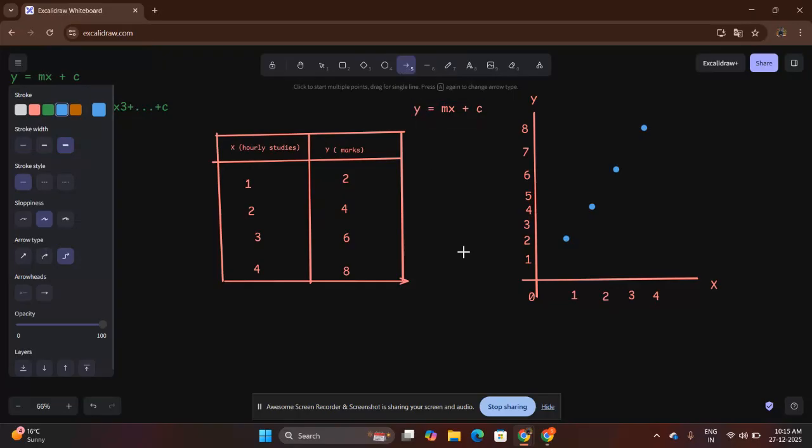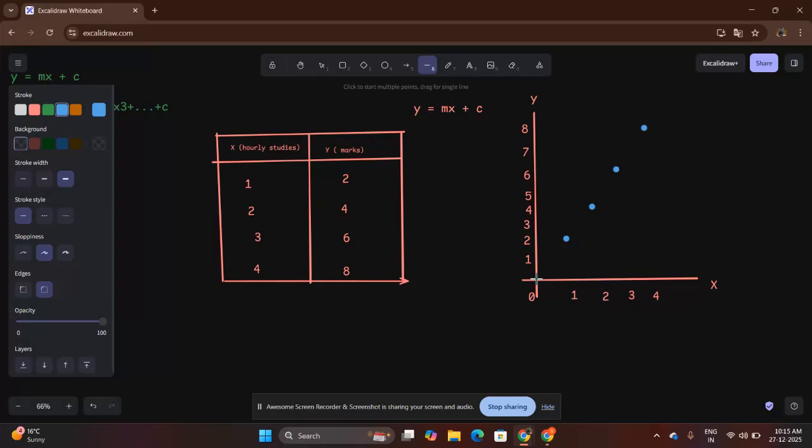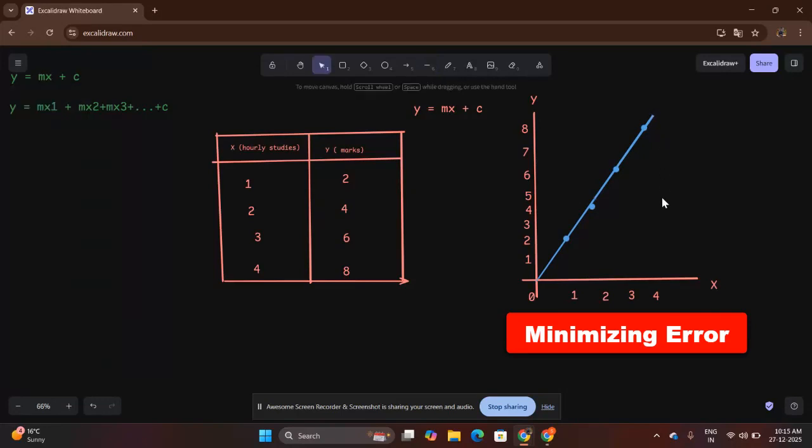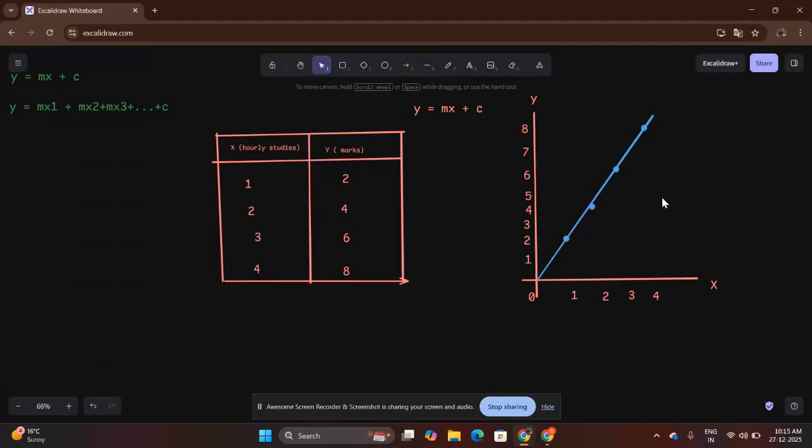So is there any possibility to draw a perfect line? Yes, it is possible to draw the simple fittest line by minimizing the errors between the line and the data points. So this is the best fitting line.